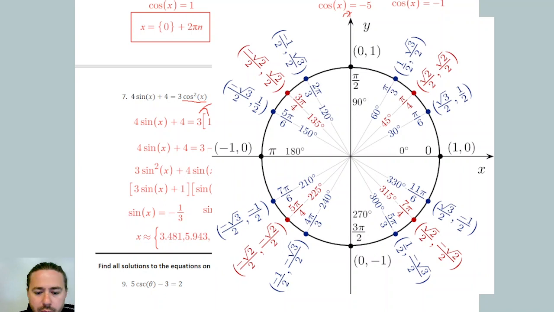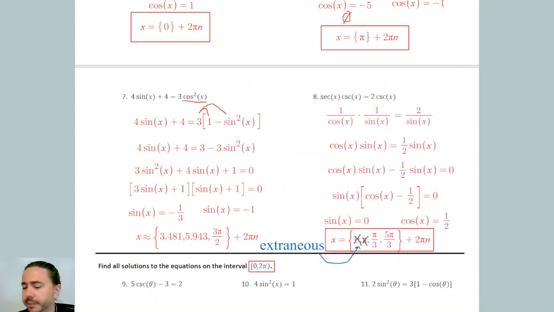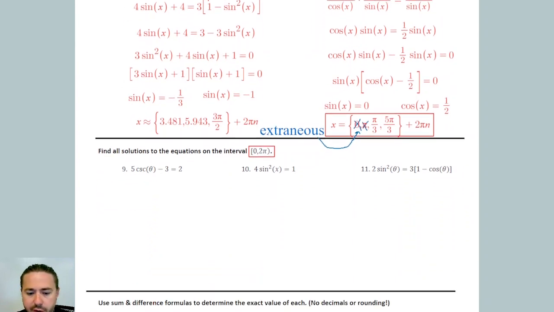Okay, so we only get pi over 3 and 5 pi over 3. Oh, goodness, get that unit circle out of there. Okay, so we're going to delete the 0 and the pi. All right, let's move down here.